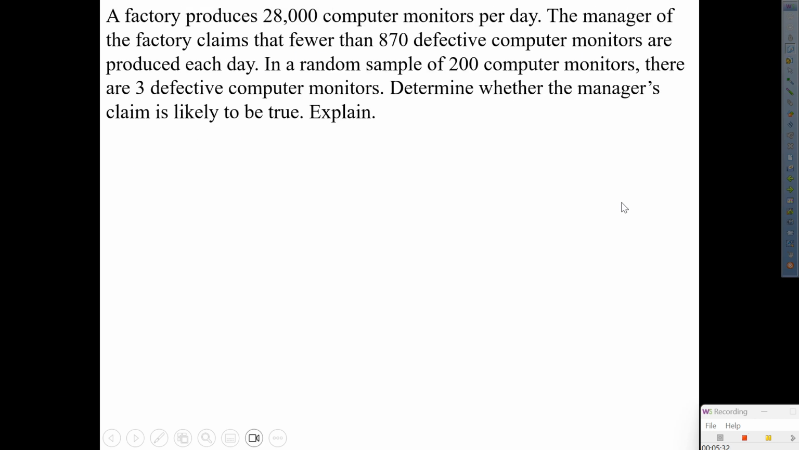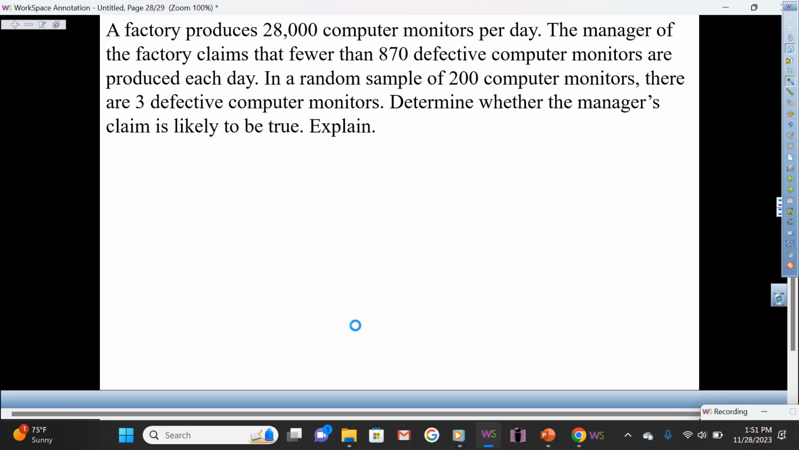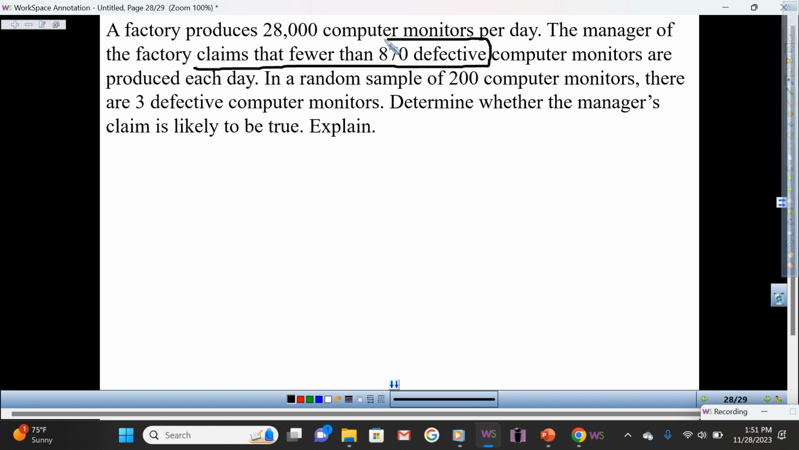Here it goes. So what are they asking for? Well, they're asking for us to see if the manager is right. What is the manager claiming? He claims, or they claim, that fewer than 870 are defective. Fewer meaning what? Less than 870. So any number less than that should be true according to what he's claiming. So how can we get there?